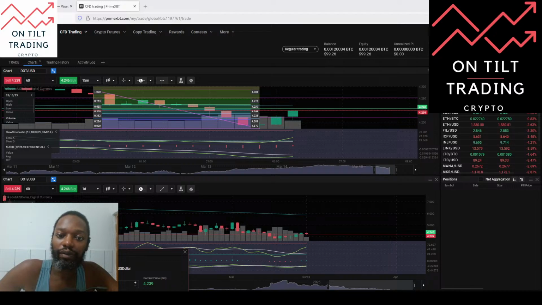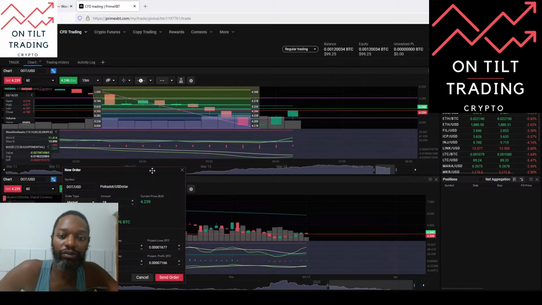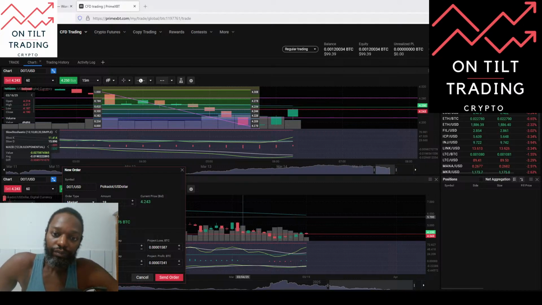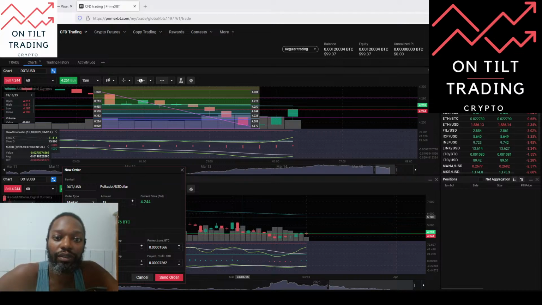So right now I am waiting for a pullback to this 4259 level to take an entry here on Polkadot. Right now I'm already at or past 3 to 1 or 4 to 1 on my risk to reward ratio, so I'm in the clear to take this trade as soon as, if we get to our target entry point, which is 4259, or right here at this 200 EMA.